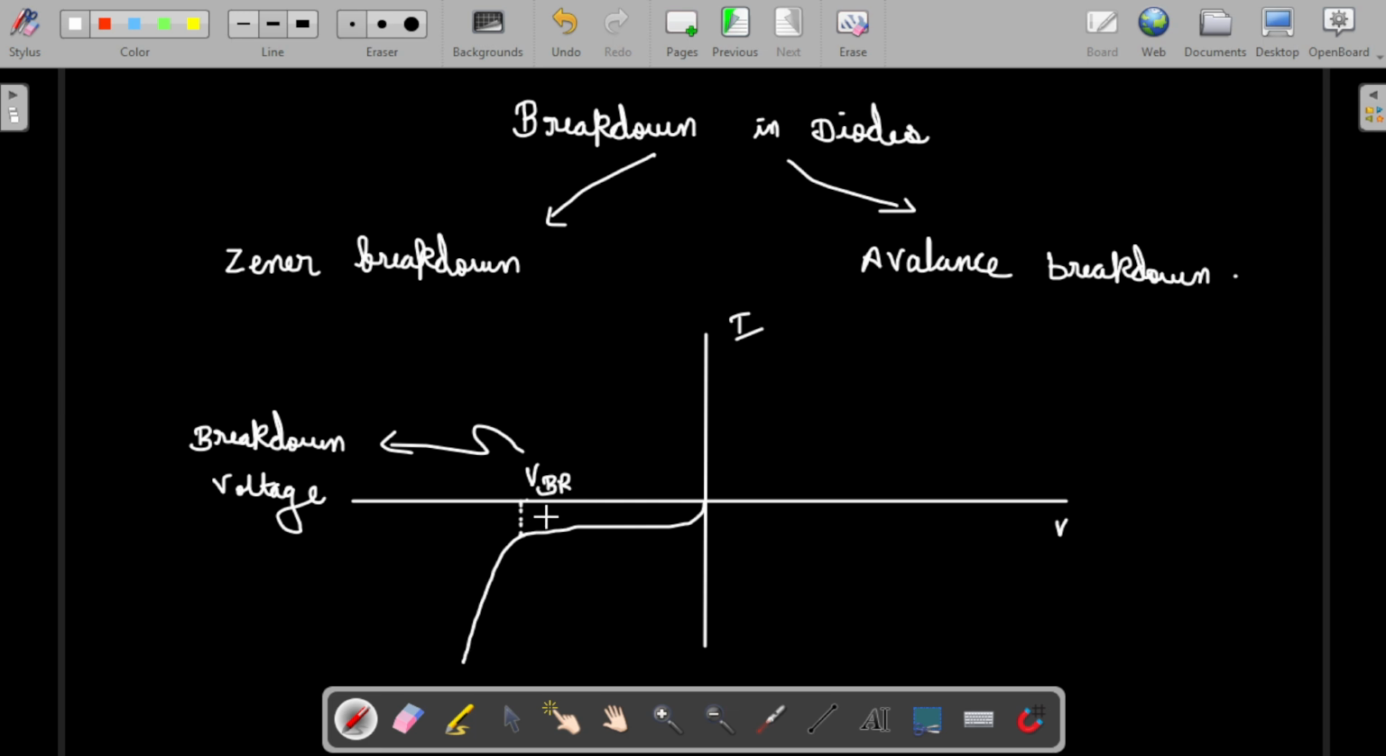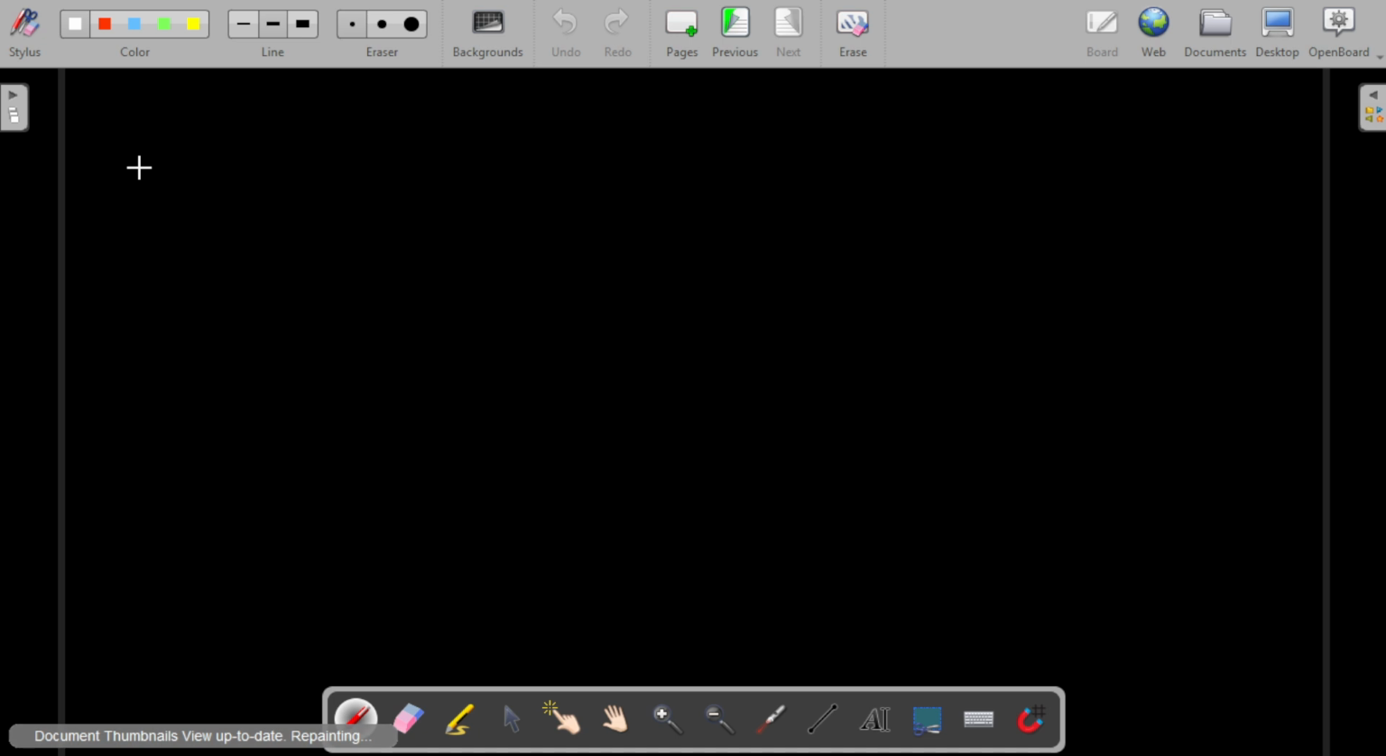So there are two kinds of things. Once the diode has burst, it will not be used. Another one: in some breakdowns, at voltages near the breakdown region, we can make use of it for some kinds of applications. So here let's see about Zener breakdown first. So, Zener breakdown.